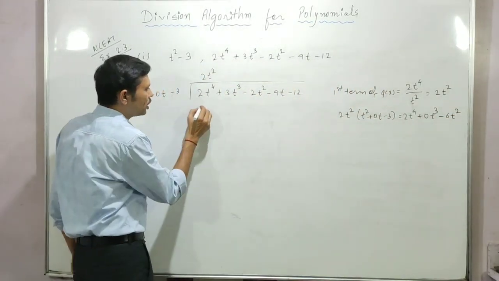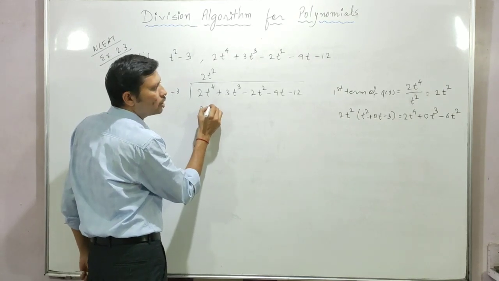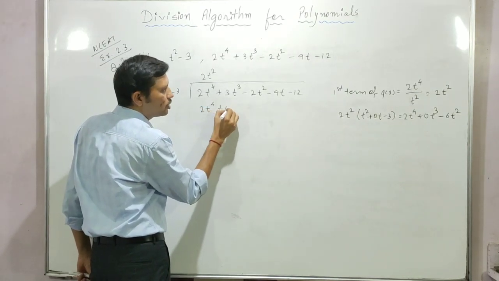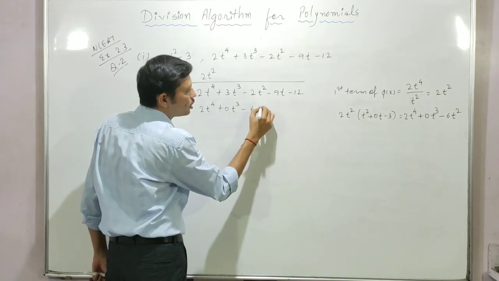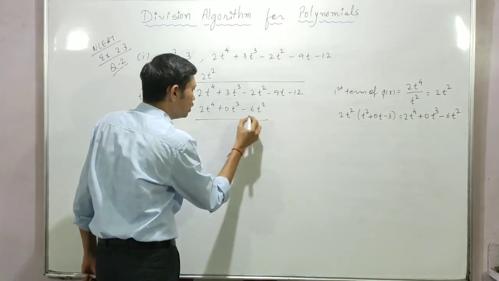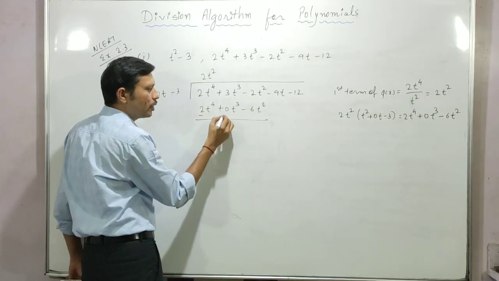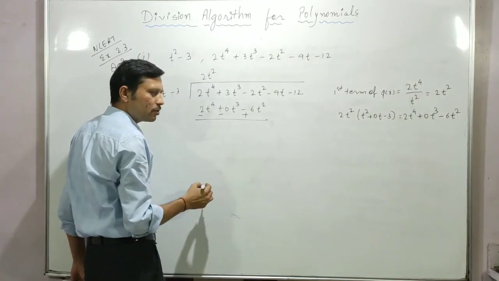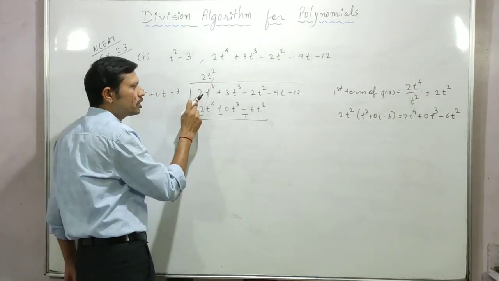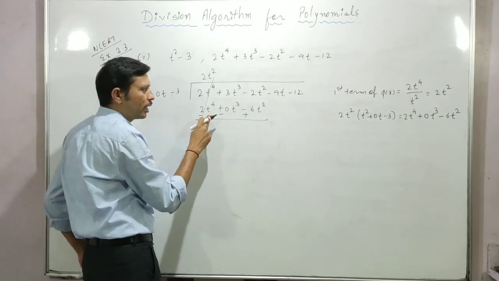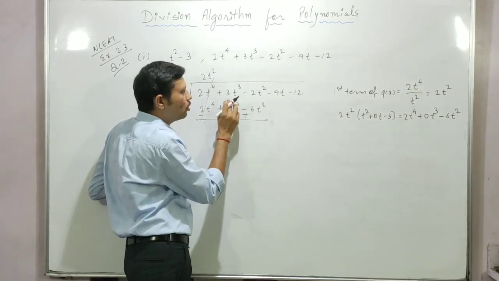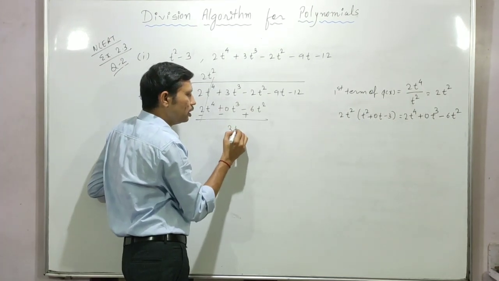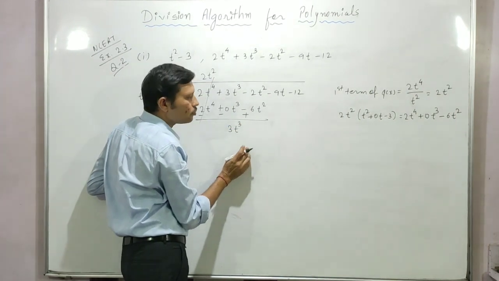We write down all three terms here: 2t to the power 4 plus 0t to the power 3 and minus 6t to the power 2. And it should be subtracted, so plus becomes minus, plus becomes minus, minus becomes plus. Both should be subtracted. This one is positive, this one is negative. Here they are like terms, and this term is 0, so I will write down only 3t cube.